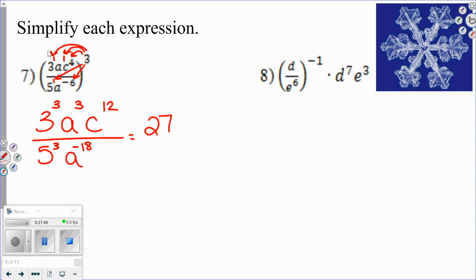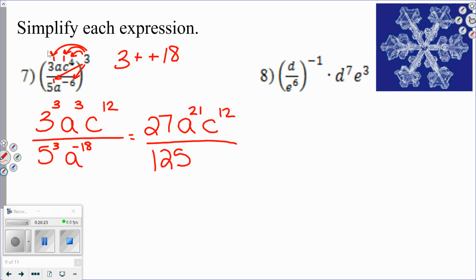And then you said the A's, right? I subtract. So what's 3 minus negative 18? It's 21. Be careful, because it's 3 minus negative 18. What happens when you have that double symbol there? That becomes positive. So it's really just 21. And by default, it goes to the top. And then I have the C to the 12th. And on the bottom, what's 5 to the third? It's 125.